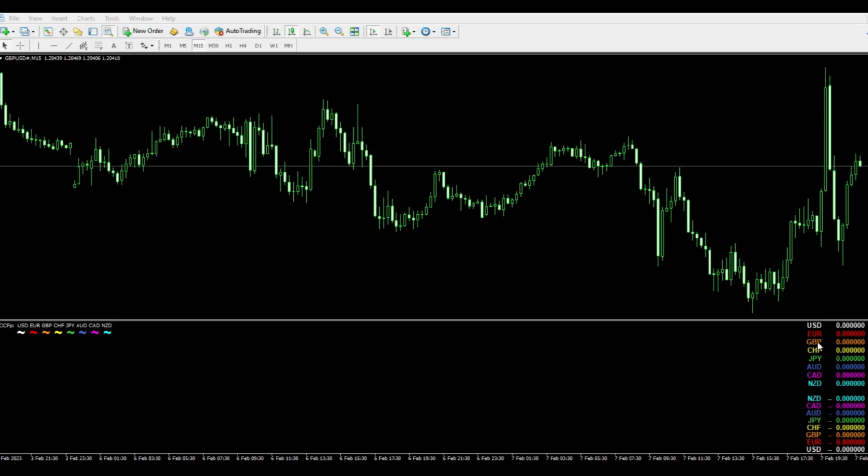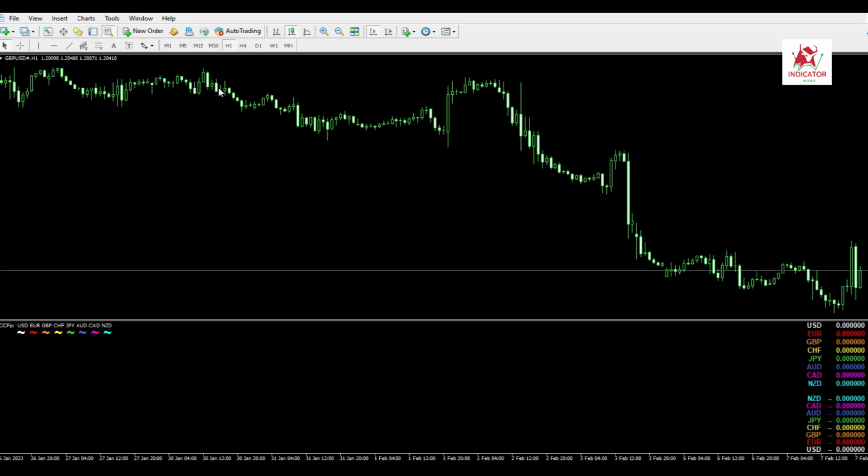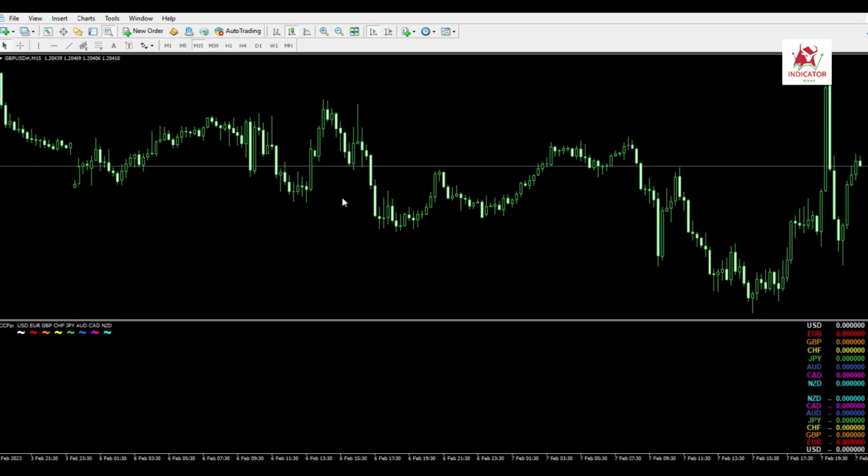The CCFP V501 indicator for MetaTrader 4 measures currency strength for the 8 major currencies. It gives you an idea about what currency pairs to trade for better trend prediction. Traders look to buy a strong currency versus a weak currency or sell a weak currency versus a strong currency.